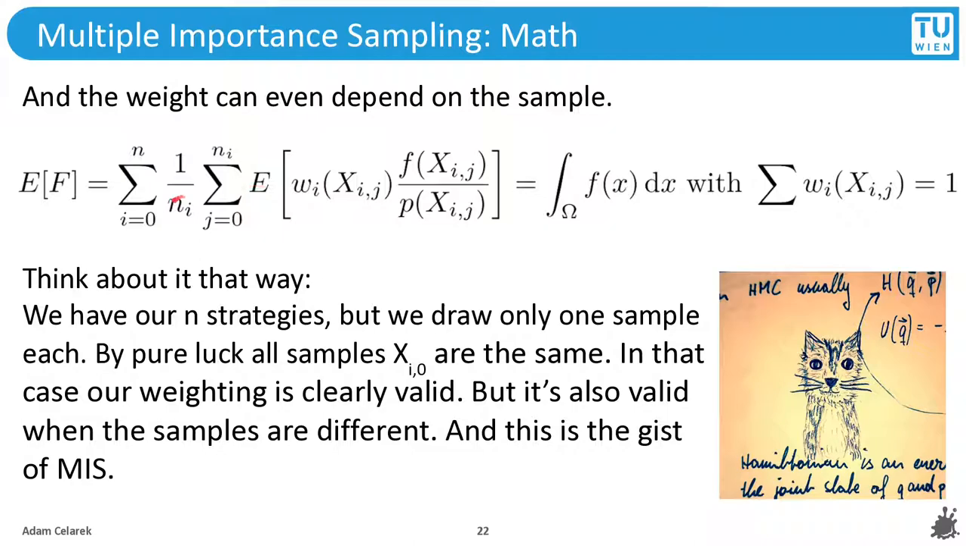Say this n, the number of samples per strategy, is 1. So this goes away. And say, by pure luck, all of these samples, xi, now it's 0 because this is 1, are all the same. So for each strategy, we have the same sample, just by pure luck. In that case, it's clear that this will sum up to 1, because this is how we defined it. And therefore, this estimator will be unbiased. But, and this is the gist of MIS, it will stay unbiased even when each strategy produces a different sample.